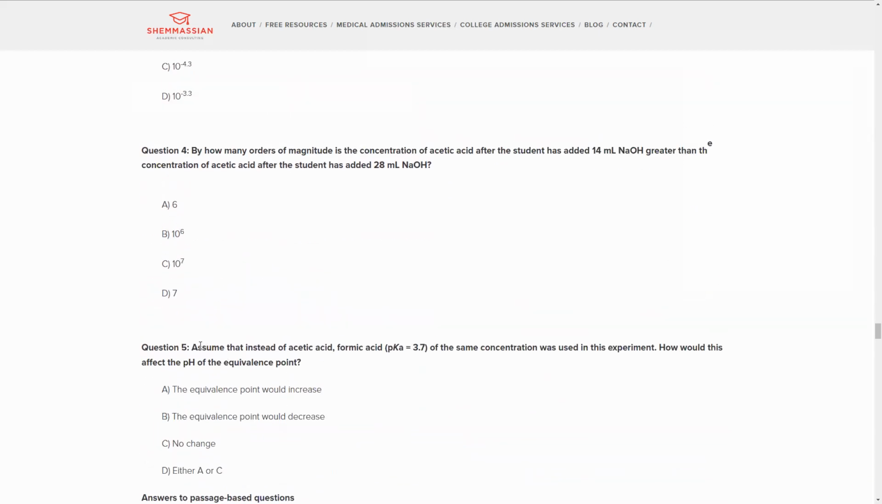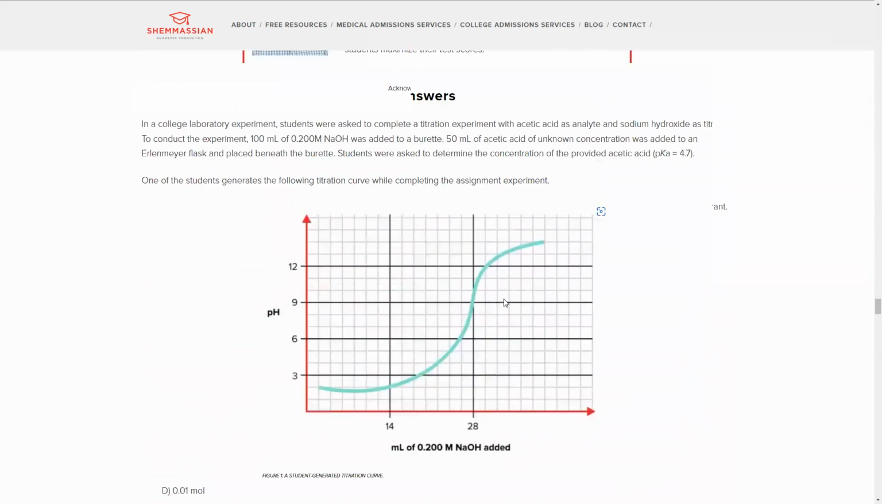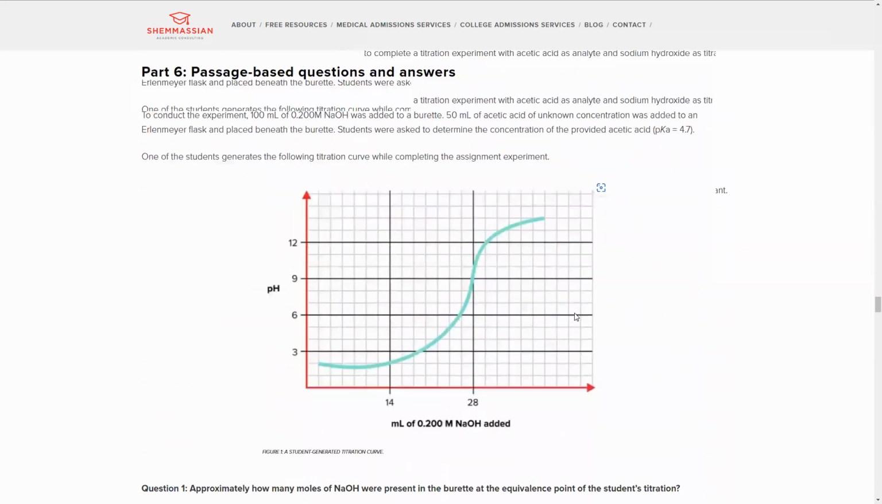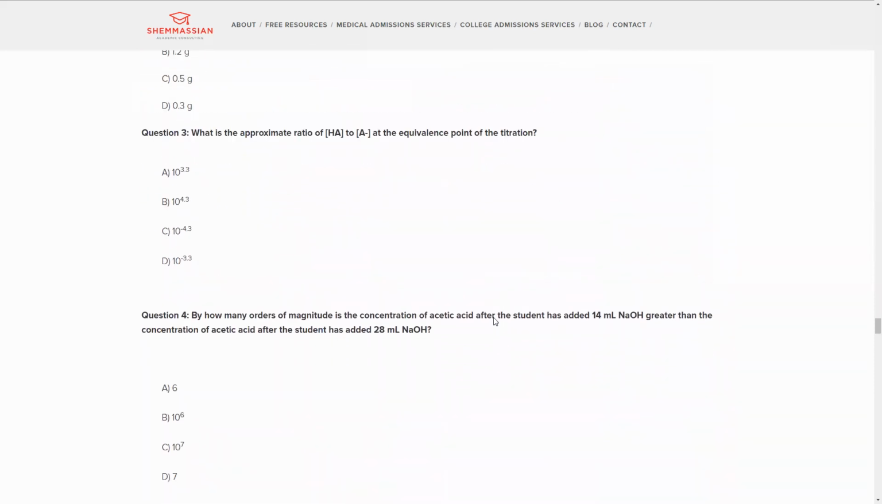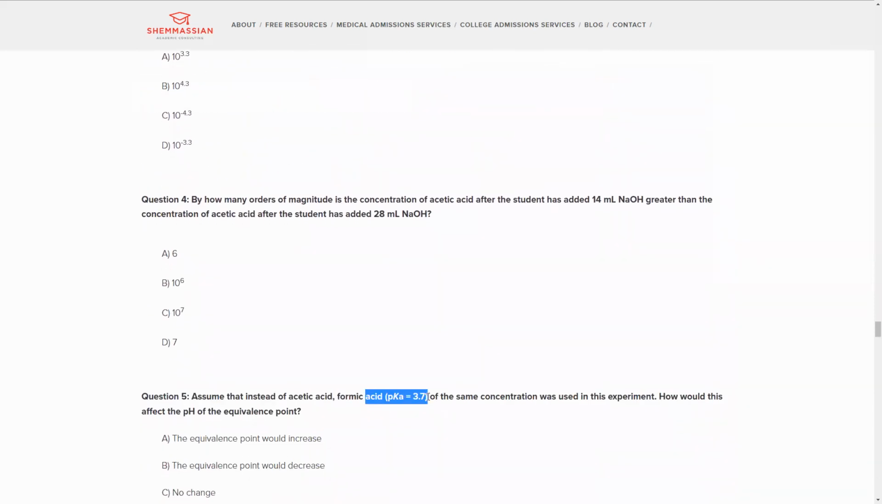And the last one: assume that instead of acetic acid, formic acid, pKa 3.7, of the same concentration was used in the experiment. How would this affect the pH of the equivalence point? Oh, this is a good question. This is a cool question. This is asking for your understanding of titration. So let's go back and look at acetic acid, pKa 4.7, and instead of that one, we're now using a pKa of 3.7. How does this affect the pH of the equivalence point?